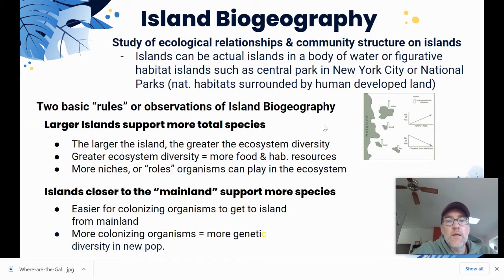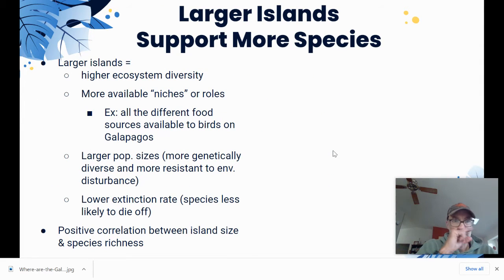And more colonizing organisms equals more genetic diversity. Remember back to when we talked about biodiversity, and one of the aspects is genetic diversity. So they're going to get more individuals getting to those islands and adding to the gene pool. You can kind of see a graph and a map together, and each of these bars represents the number of species. We're going to be talking about this a little later. So higher diversity with larger islands, more available niches.